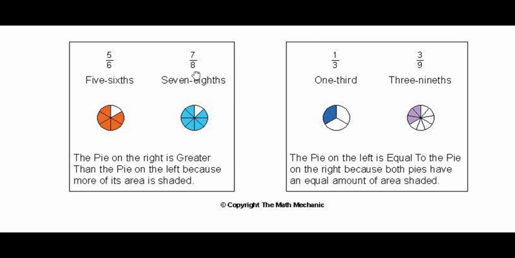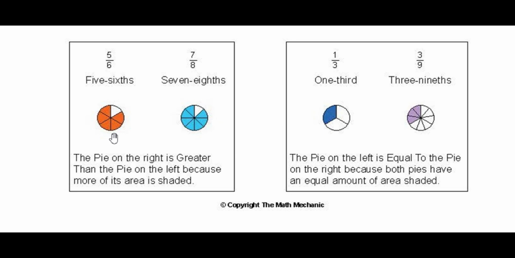Over here, you can see in the pie that represents 7/8 that 7 pie slices are shaded out of a total of 8 pie slices. 7 pie slices are shaded out of a total of 8 pie slices in all.